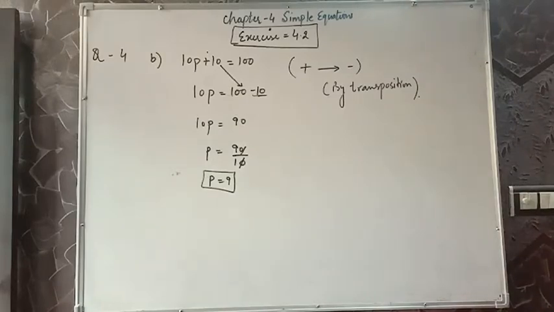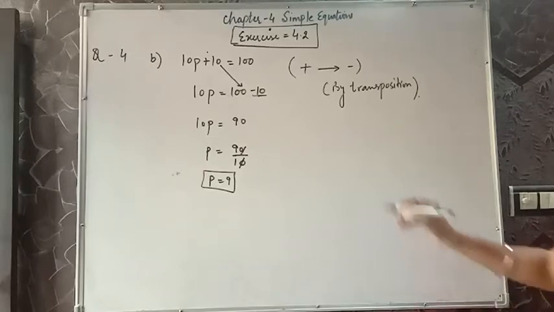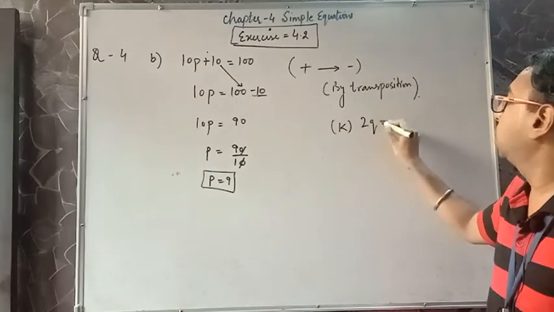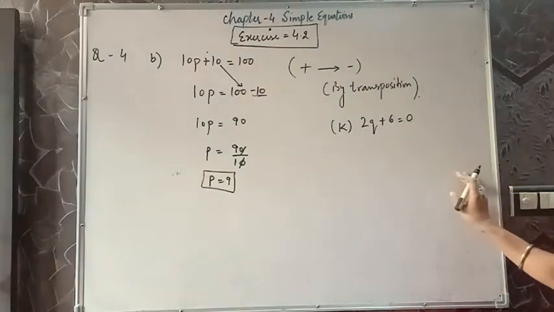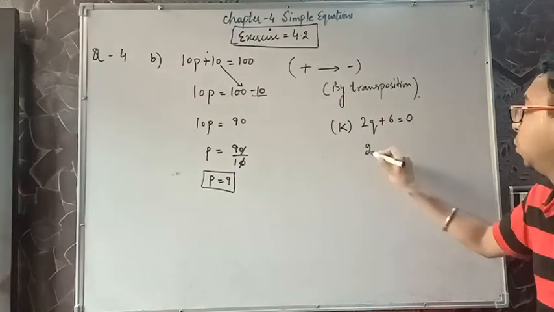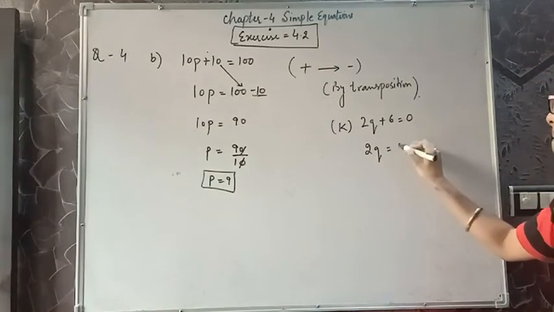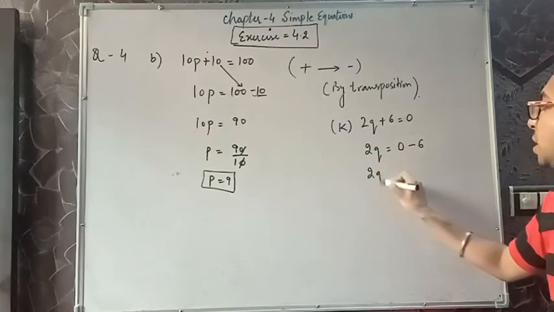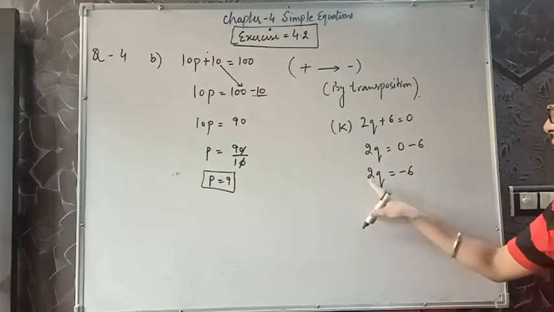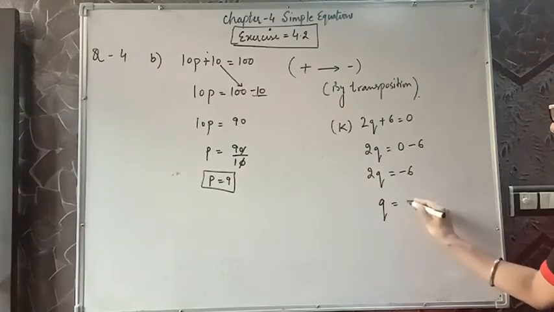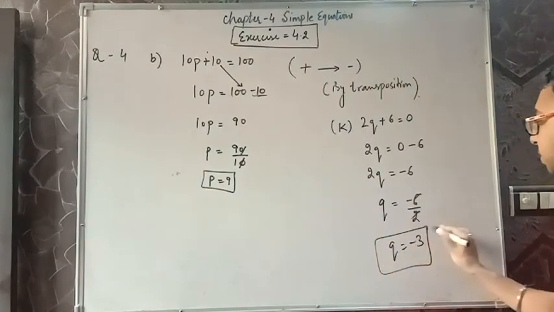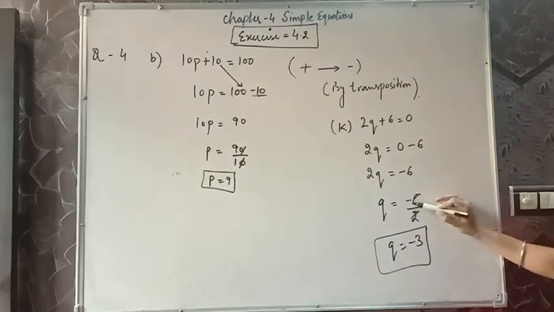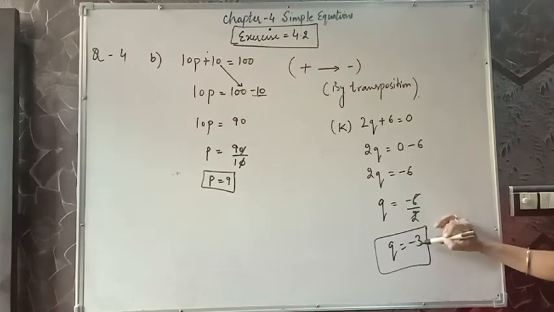One more. We can try K part. 2q plus 6 is equal to 0, I believe. Yeah, 2q plus 6 is equal to 0. Now we have to take 2q. Now here plus, there minus. 2q equals 0 minus 6, which is minus 6. Here multiplied, there divide. So minus 6 upon 2. What is the answer? Answer is minus 3, because one negative sign is there with the numerator, so the answer will always be negative.